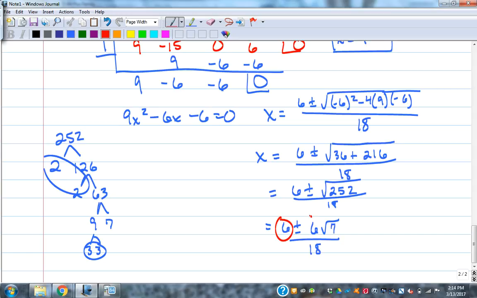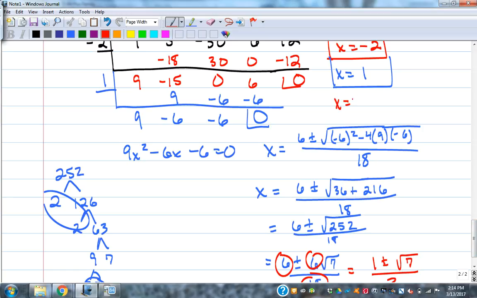And that'll reduce because these 3 numbers are all divisible by what? 6. So that's 1 plus or minus 1 radical 7 over 3. There's my third and fourth x-intercepts.